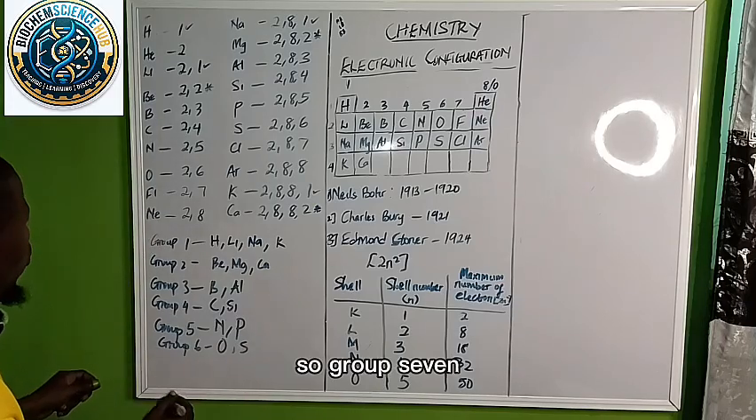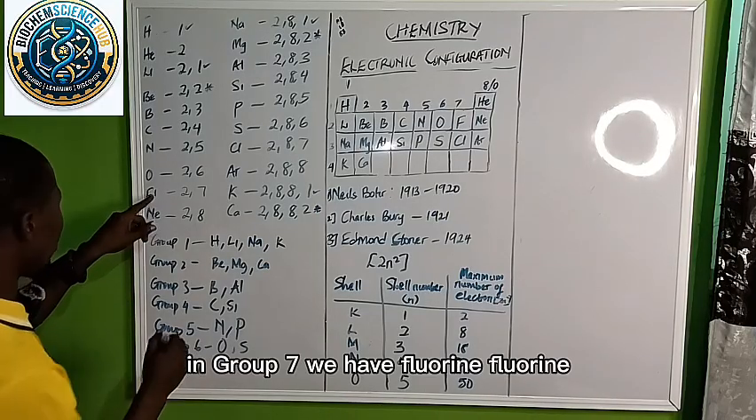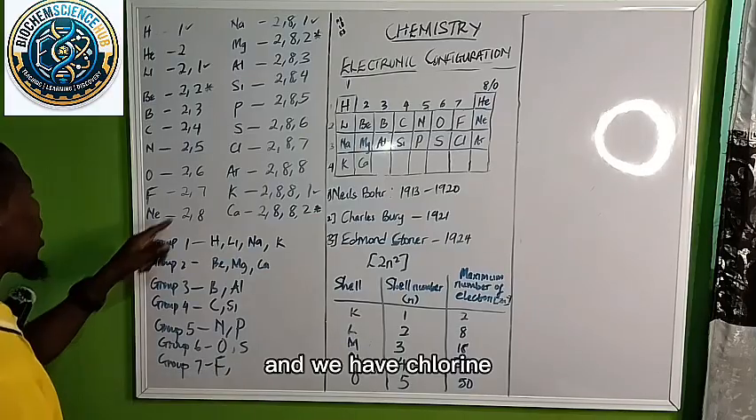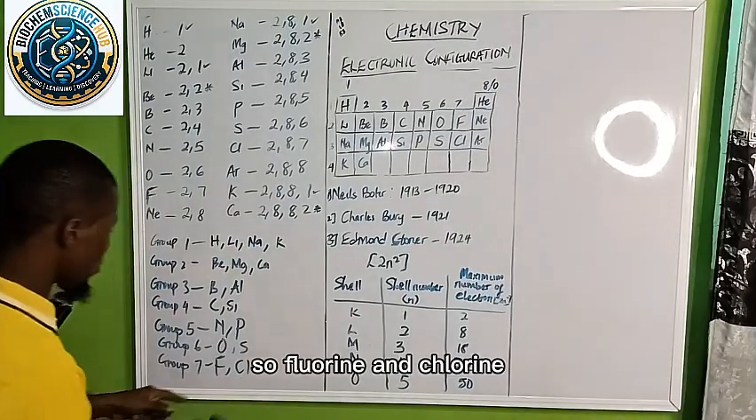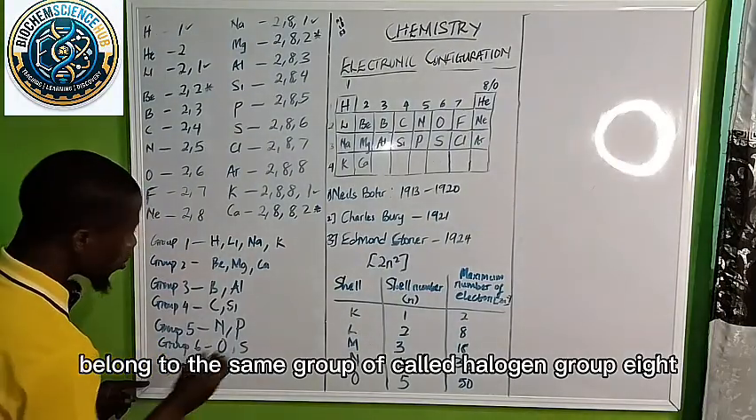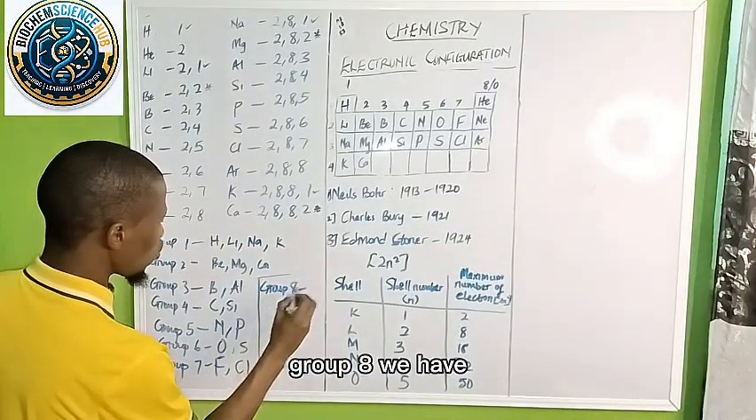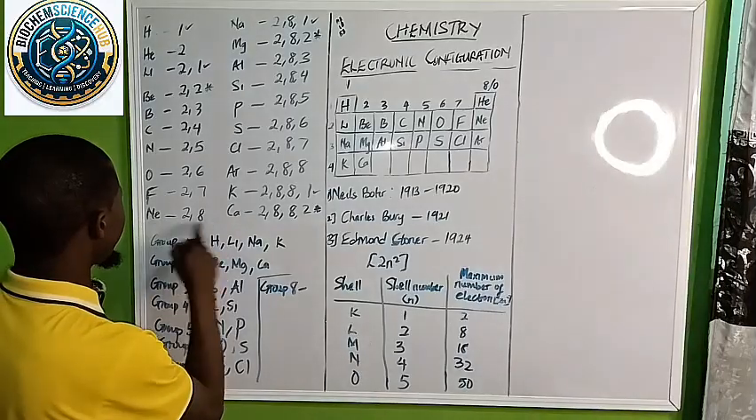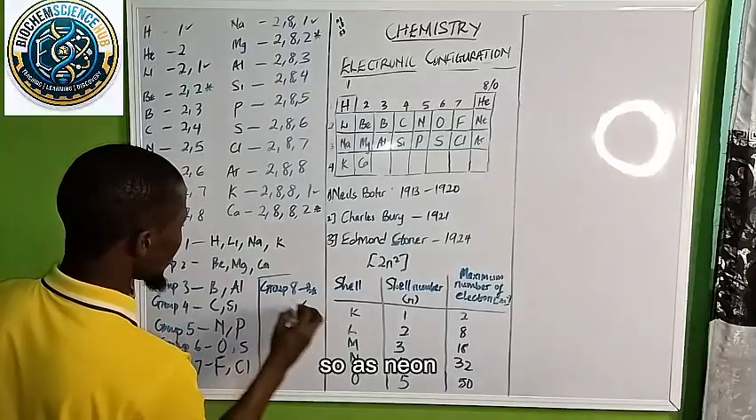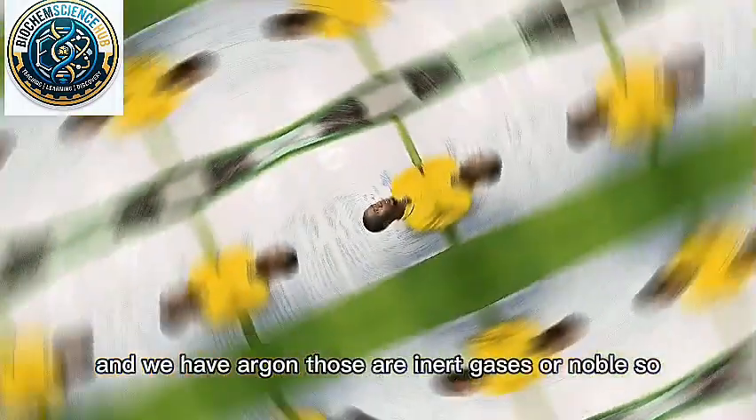So group 7, in group 7 we have fluorine and chlorine. So fluorine and chlorine belong to the same group called halogens. Group 8, we have helium, neon, and argon. Those are inert gases or noble gases.